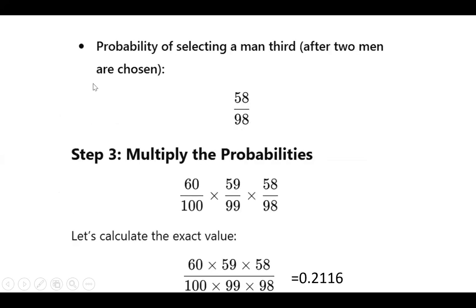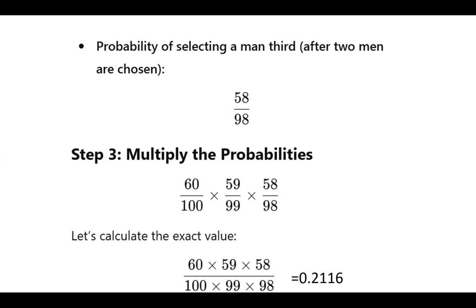So we want first man and second man and third man, so we have to use the multiplication rule. 60 by 100, 59 by 99, 58 by 98. So it comes to 0.2116. So that is the probability of getting all 3 men.